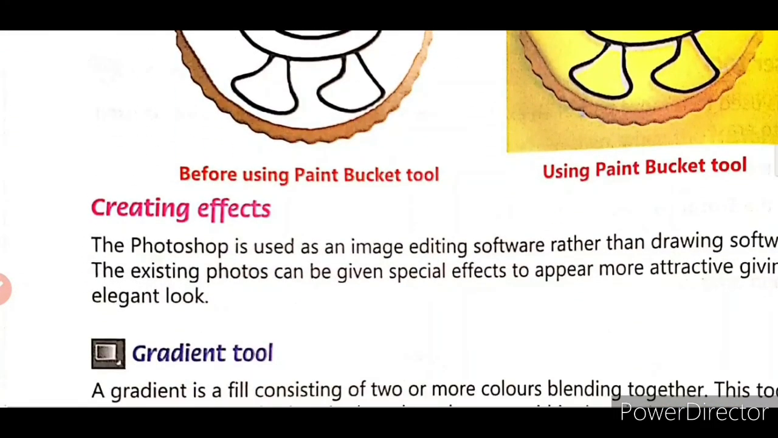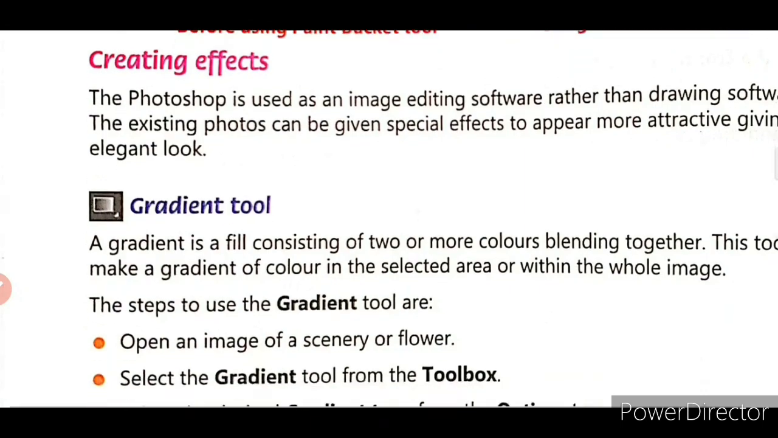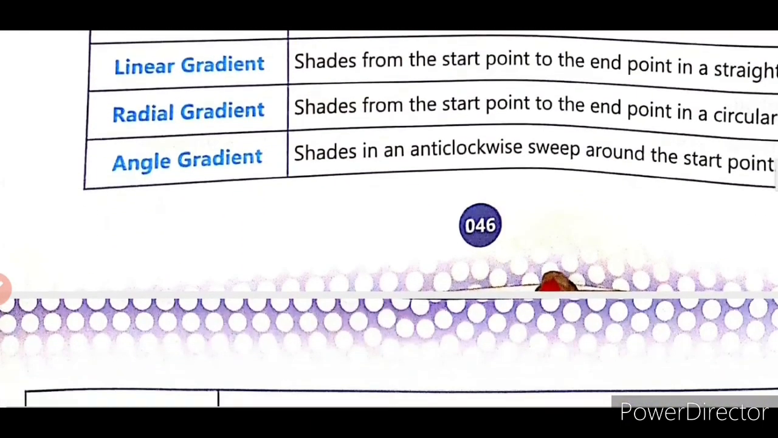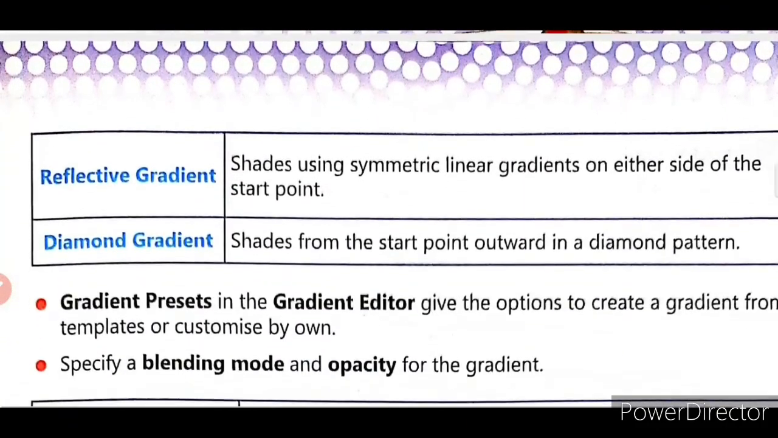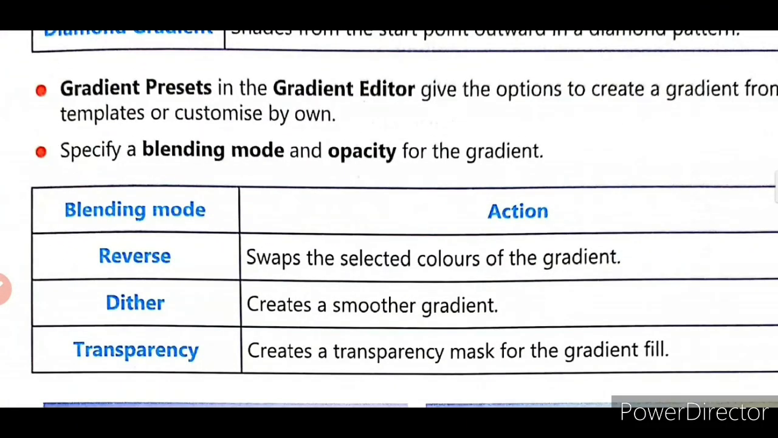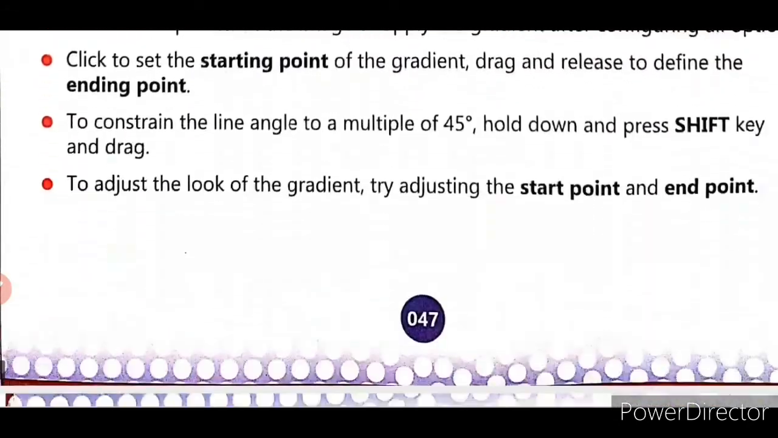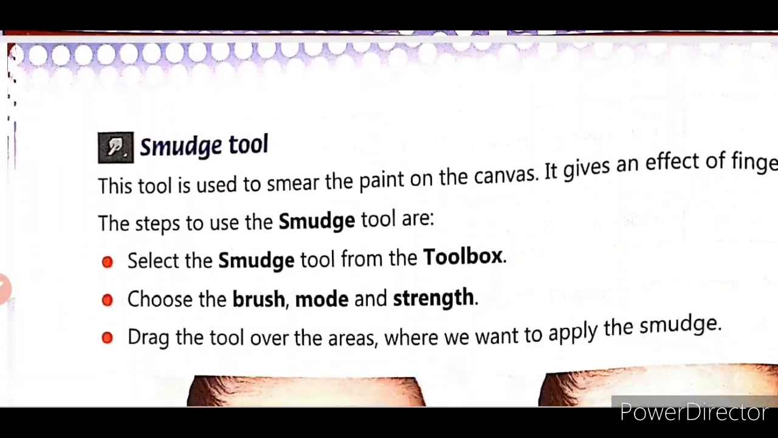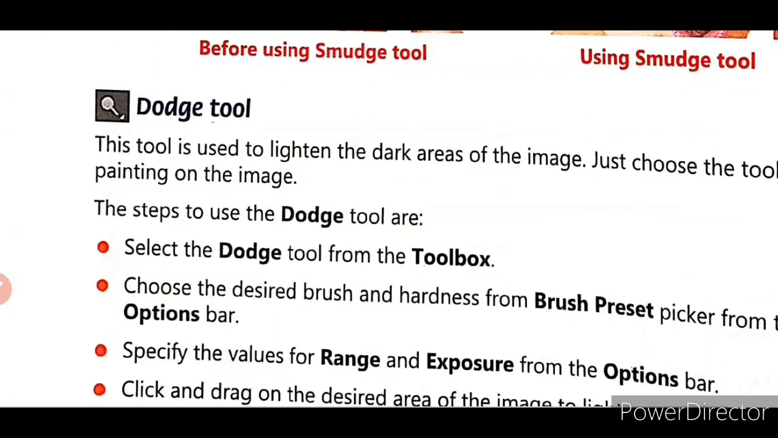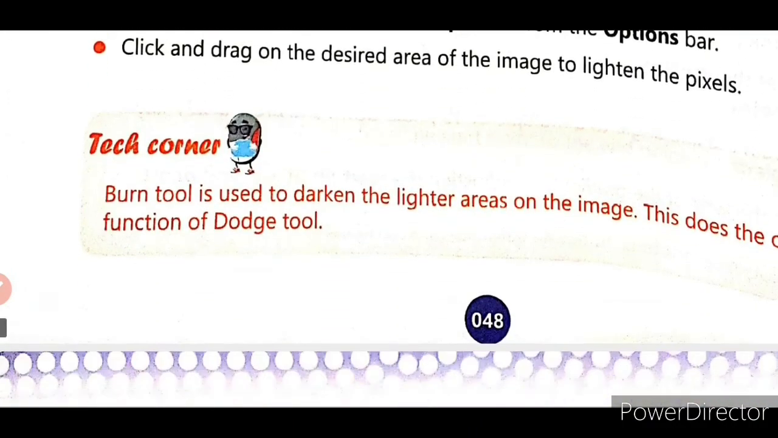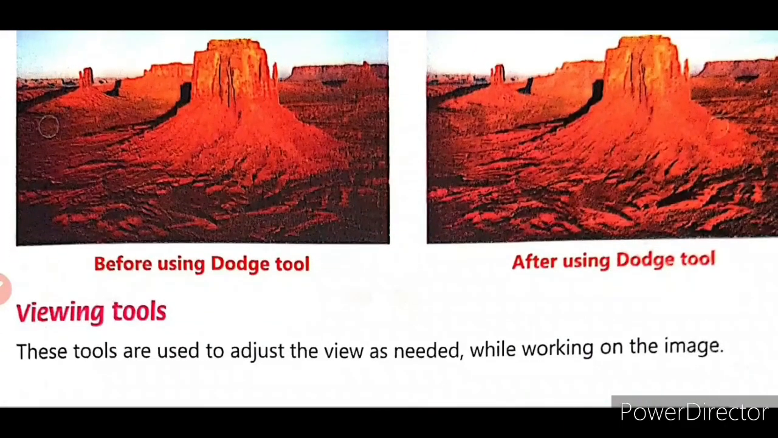Okay. So next we have seen how to create effects. Which tool are we using here? Gradient tool. There are 5 different types of gradients. Then we have seen about the blending mode. There are 3 different types of blending modes. Then we have seen about the smudge tool. Then we have seen about the dodge tool, and in the tech corner we have seen about the burn tool. Clear? So all of you just take your book and have a quick recap for today's class.